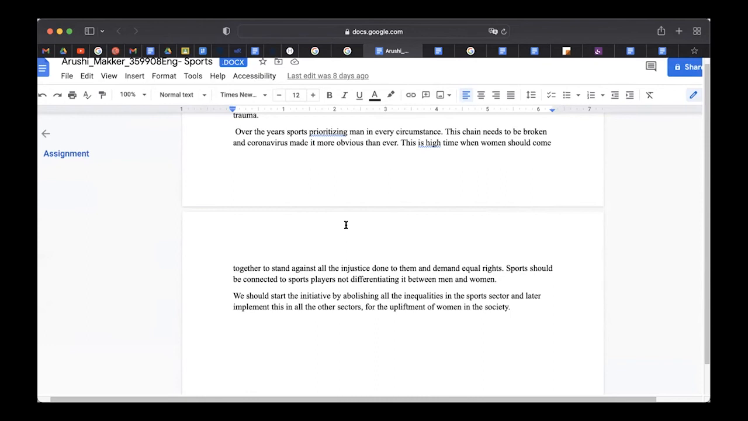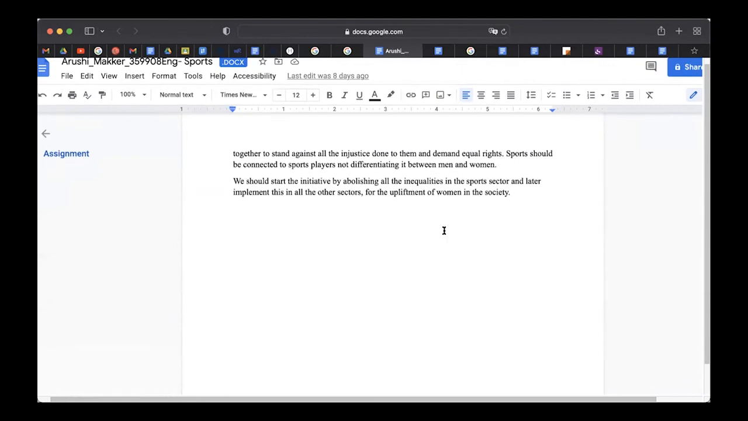This is high time, or, yeah, the right phrase is this is a high time for something, but I would again paraphrase. I would use another word. This is the time that probably women should realize or something, and because the latter part of the sentence pertains to equal rights. This is a high time that women should come together and stand against the injustice done against them and demand equal rights. Sports should be connected to sports players, not differentiating it between.